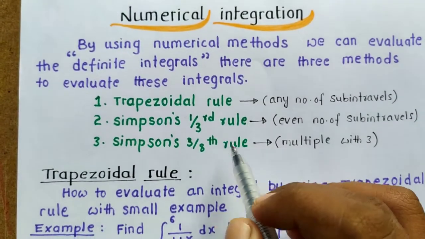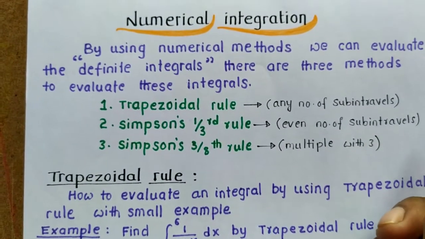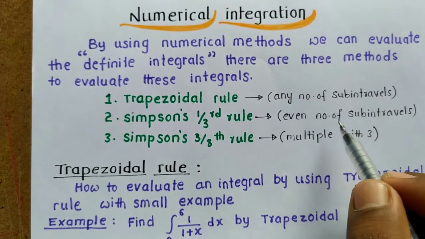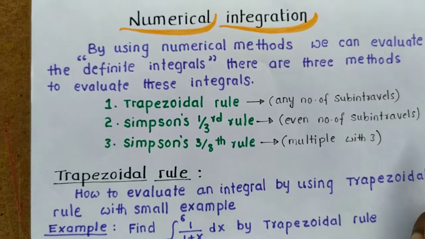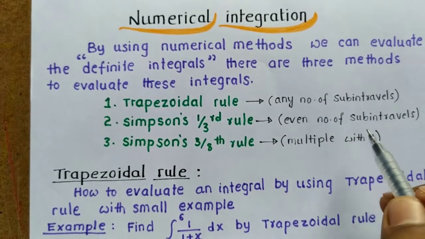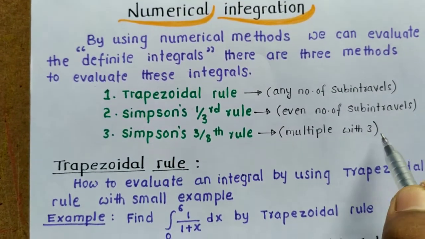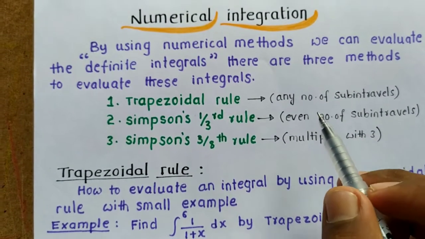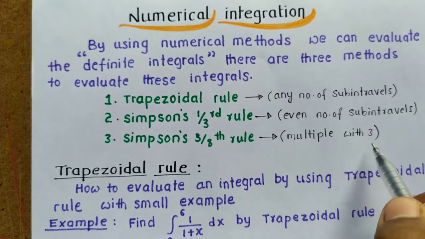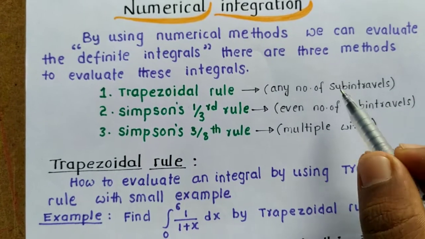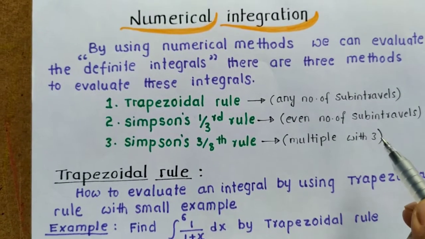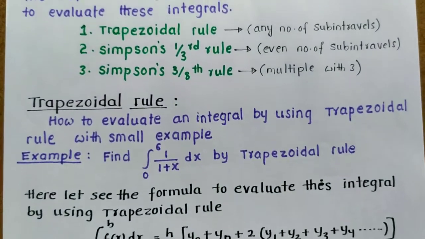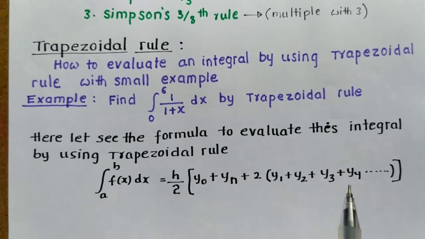Similarly, in Simpson's 1/3 rule, you take an even number of subintervals, that is 2, 4, 6, 8. In this way you can take the subintervals. In Simpson's 3/8 rule, the number of subintervals must be a multiple of 3. In this way these three methods evaluate the integral.